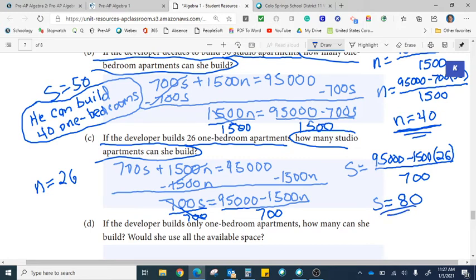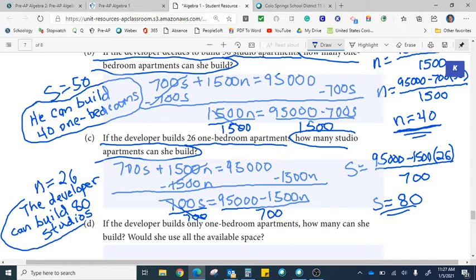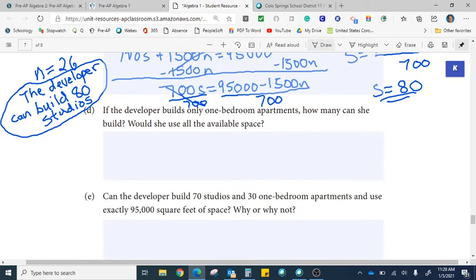All right, so the developer can build 80 studios. Okay, now that's 80 studios to meet the square footage. All right. Okay, a couple more here.